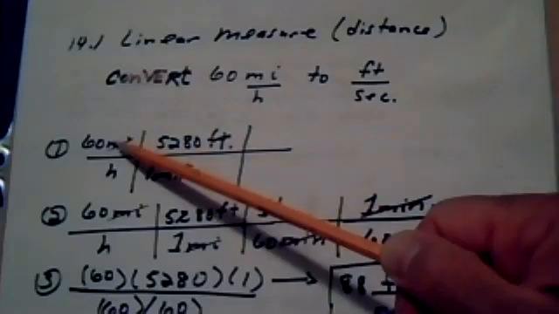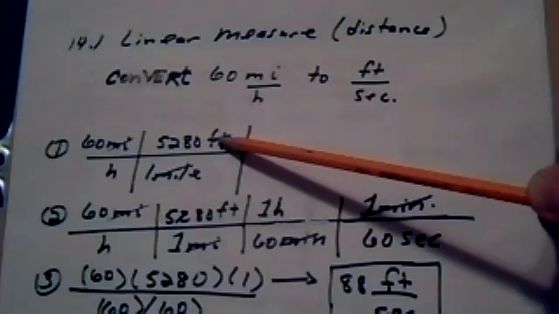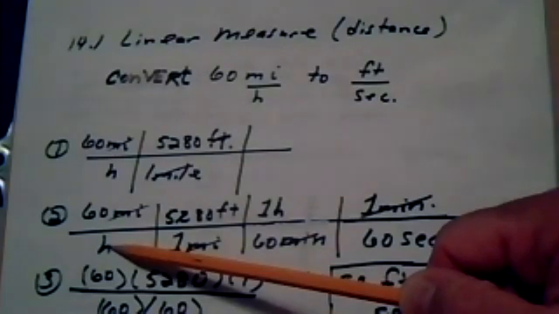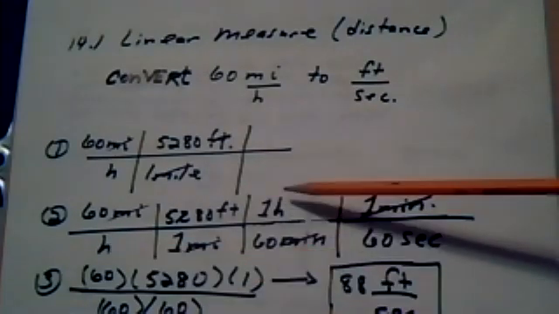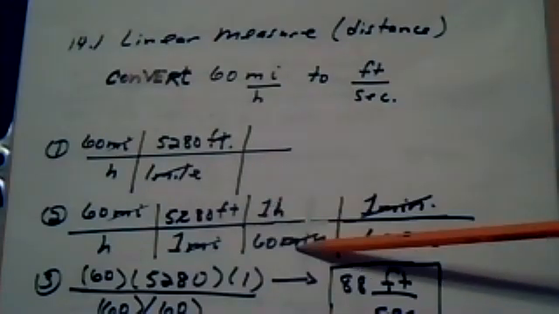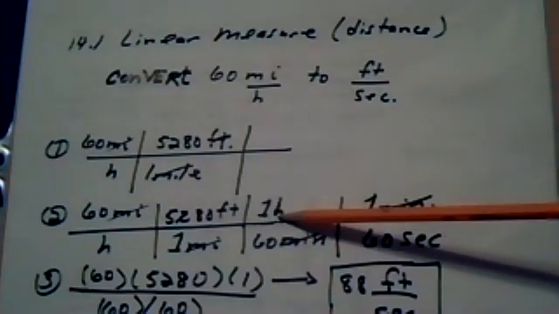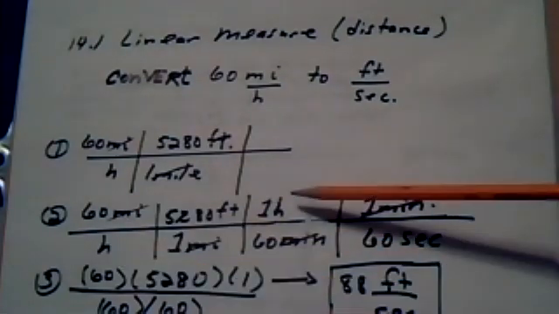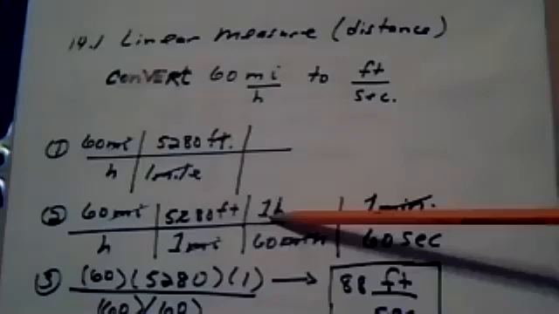Then we want to cancel the hours. So in the next little box in this box diagram, you put 1 hour equals 60 minutes. So you could cancel the hours. These hours cancel. Then you want to go to seconds. So you keep going until you get what you want.